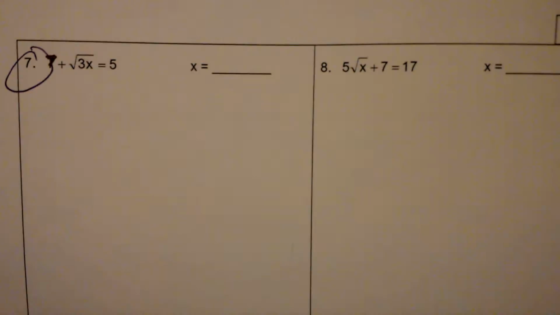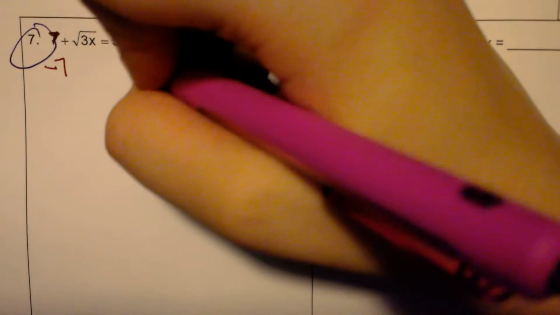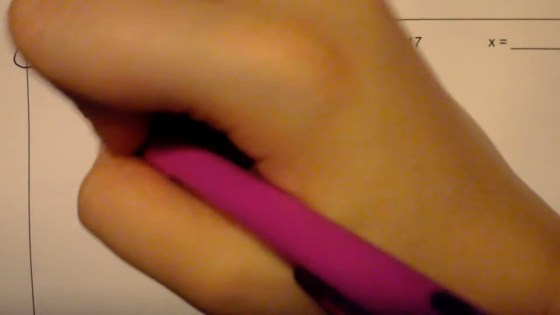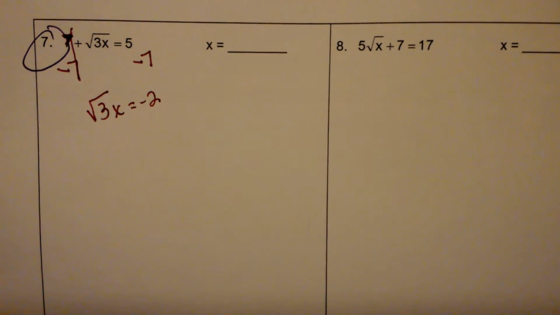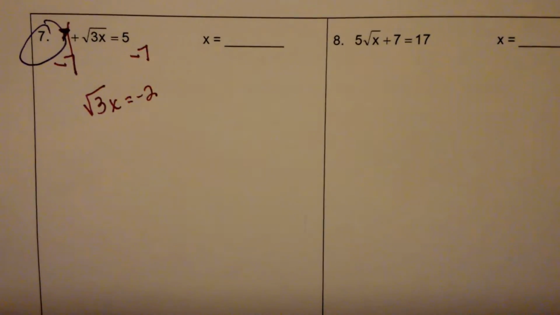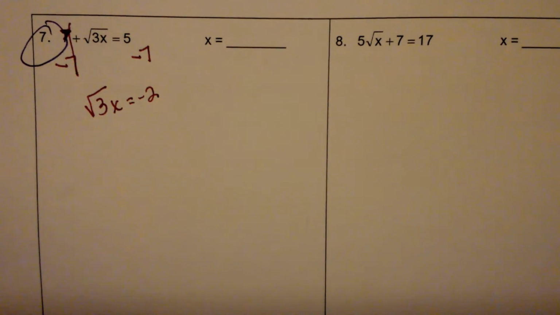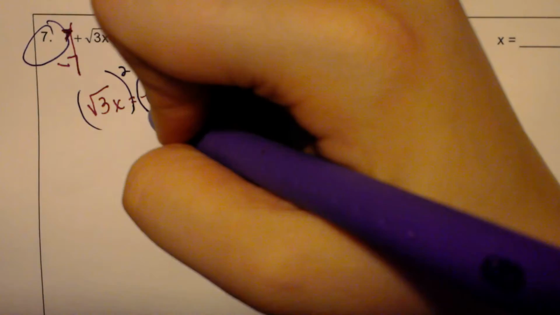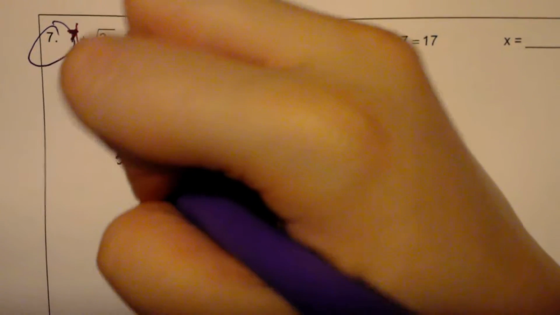So number 7, if you can't see, that's 7 plus the square root of 3x equals 5. So I need to subtract 7 from both sides, and I get the square root of 3x equals negative 2. This should kind of throw up a red flag in your mind. The square root equals a negative. Because the parent function, square root of x, starts at 0, 0 and increases, so it's never negative. But mathematically, you get an answer. So it's negative 2 squared, which is 4.